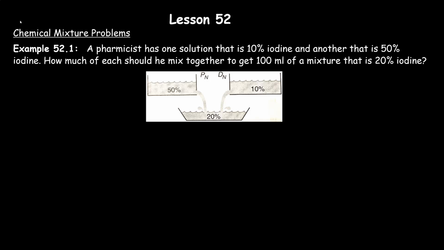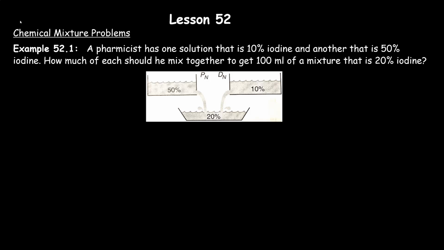And so you are going to be mixing two of these mixtures together to create a third mixture, which is another percent of whatever that chemical or compound is. So we'll look at an example. A pharmacist has one solution that is 10% iodine and another that is 50% iodine. How much of each should he mix together to get 100 milliliters of a mixture that is 20% iodine?